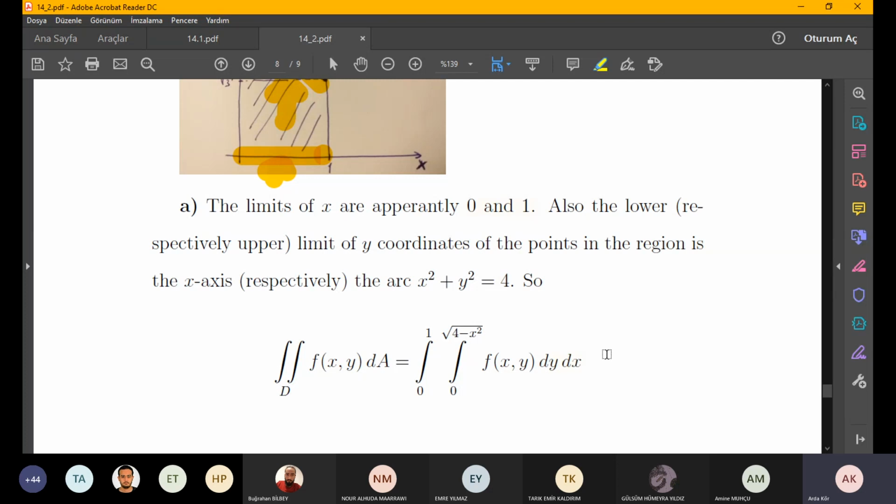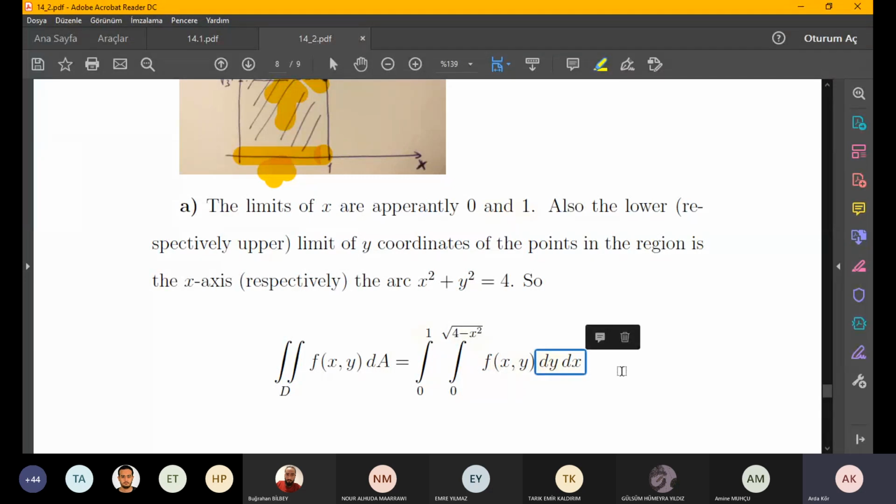So that means you can write the integration of f over that region with the integration of dy dx like that. The integral of f from y equals 0 to y equals square root of 4 minus x square. Then after that you have to write the limit of integration with respect to x, which will be from 0 to 1. So this is the integration with the order dy dx.